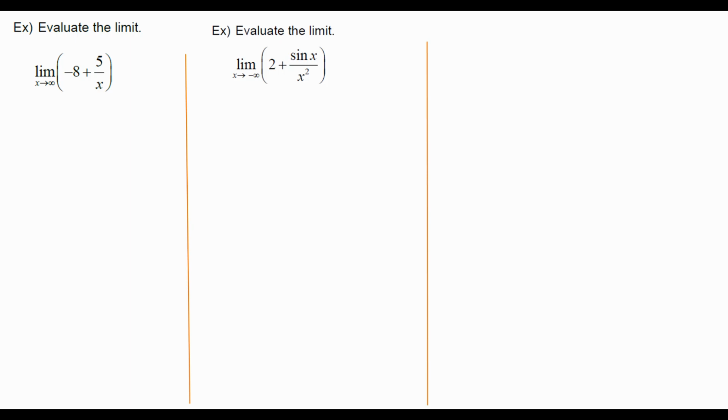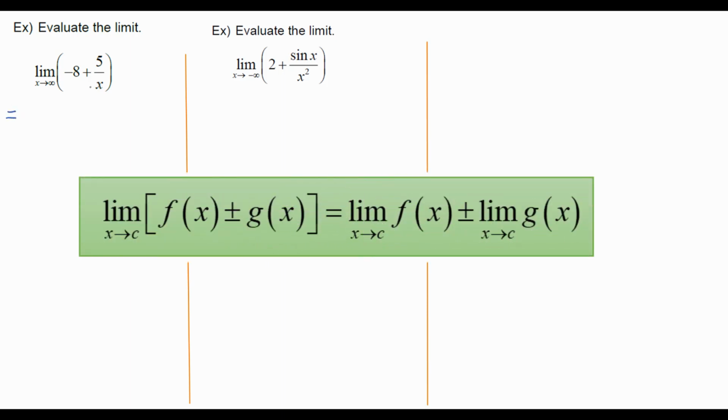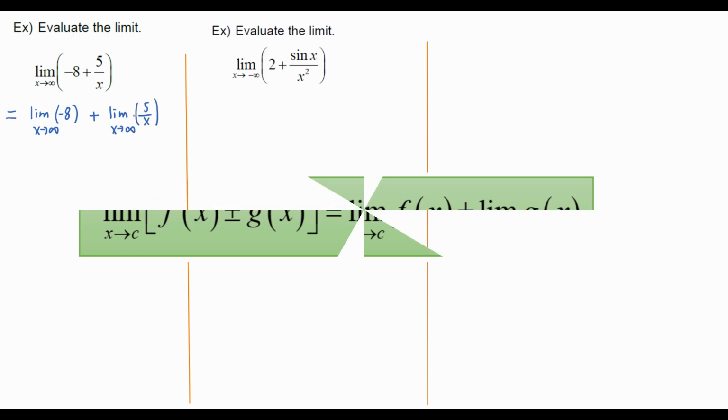Evaluate the limit. I have the limit of negative 8 plus 5 over x as x approaches infinity. So we have learned in the past that the limit of a sum is the sum of the limits. So I could split this limit and have the limit of negative 8 as x approaches infinity plus the limit of 5 over x as x approaches infinity.